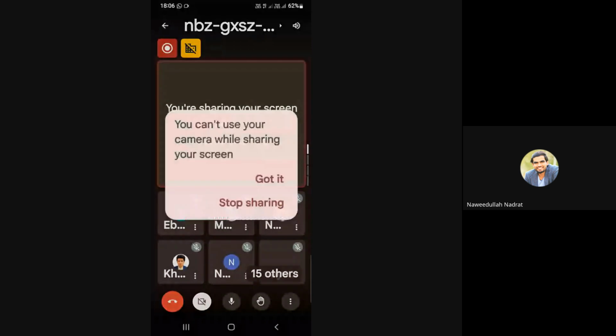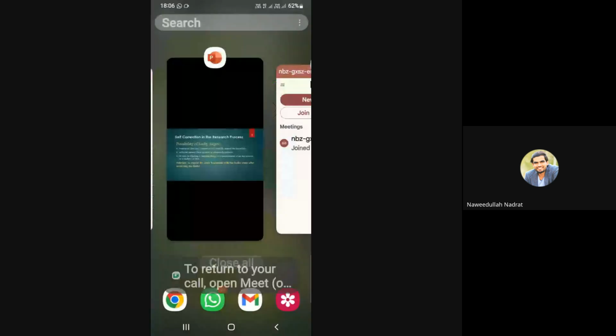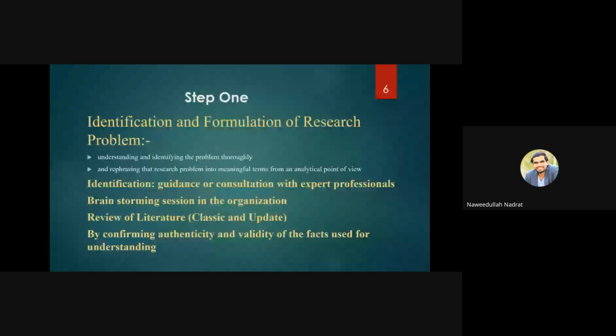Can you see the slide? We can see the screen actually through the mobile phone, but not the slide now. Yes, sir. Now we can see. Okay. Yeah, thank you.